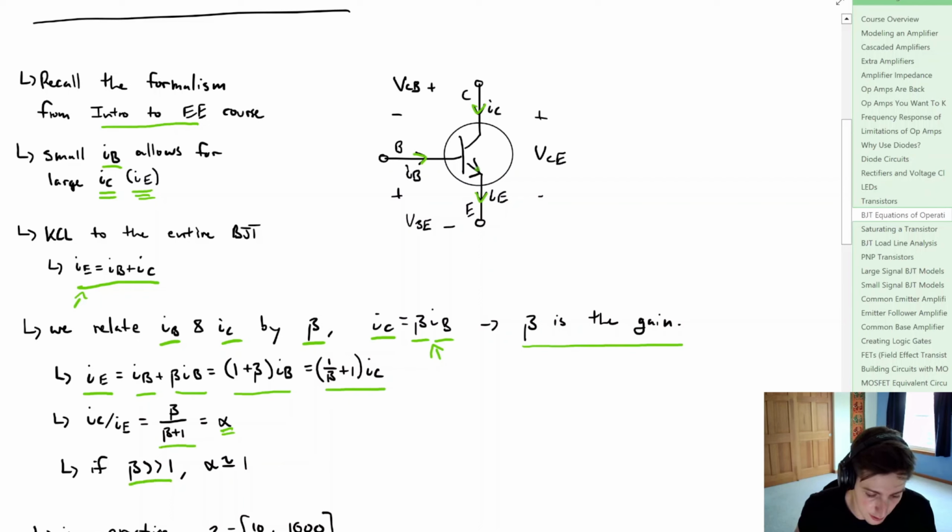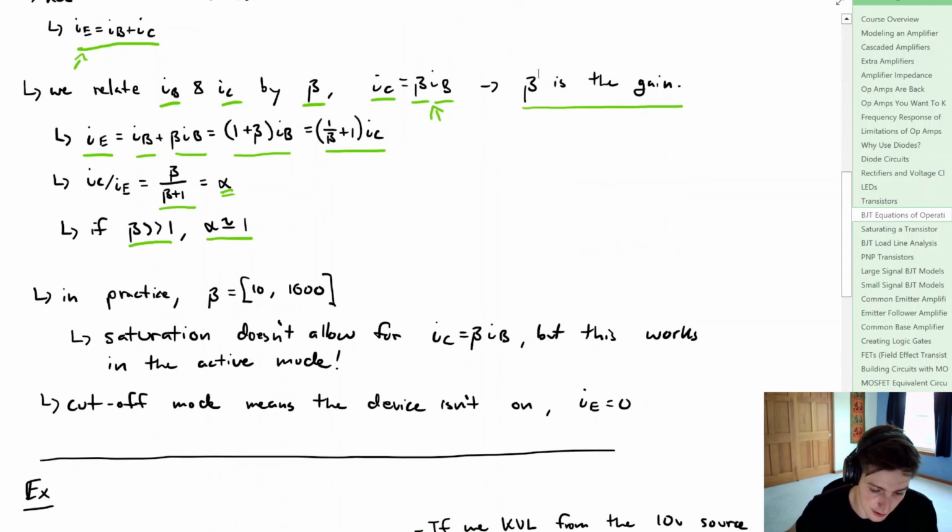Now if beta is quite large relative to 1, we can say that alpha is approximately 1. In practice, you might expect beta to be in the range of 10, even all the way up to 1,000. Now if we start to talk about saturation, saturation doesn't allow for the collector current to keep following this beta times IB value. This relation is what works in the active mode. And then we can just restate that the cutoff mode means that the emitter current is equal to 0.